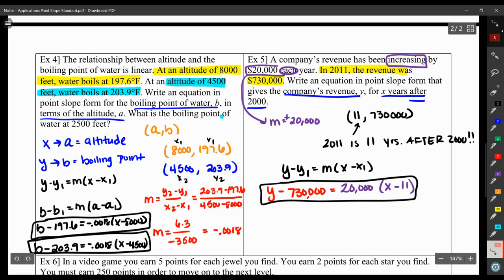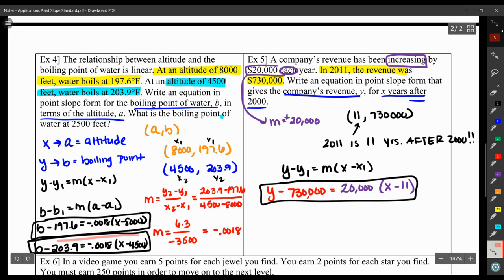And then your other point is at an altitude of 4,500. There's your x. Water boils at 203.9. So there's your y. So these are the two coordinates you should have ended up with. Now, since it gave me two coordinates and not slope, we had to use our slope formula to find our slope. Since there's a decimal here, I went ahead and changed it into a decimal. So you should have had negative 0.0018 as your slope. And then it doesn't matter which coordinate you pick. So if you pick the orange coordinate, you get this first answer. If you pick the blue coordinate, you get the second answer.